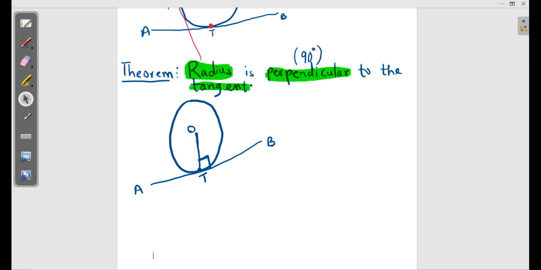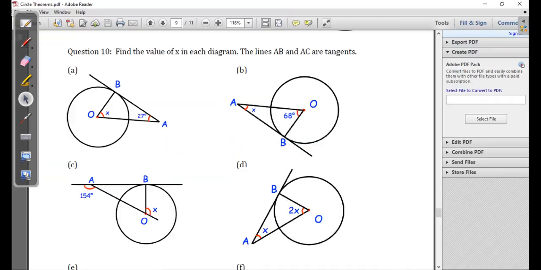So when your radius touches the tangent, at that point of the tangent, what it forms is what we call 90 degrees. So automatically, if I do some joining, then I would have what we call a right angle triangle, which I can definitely use Pythagoras theorem to solve, or I can use the trigonometric ratios to solve. And the trigonometric ratios are SOHCAHTOA. Yeah. So let's examine a couple of questions.